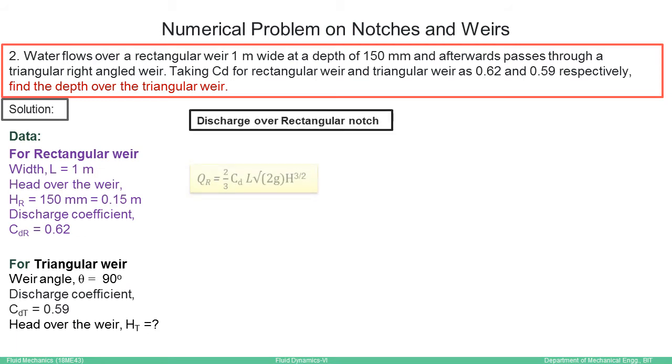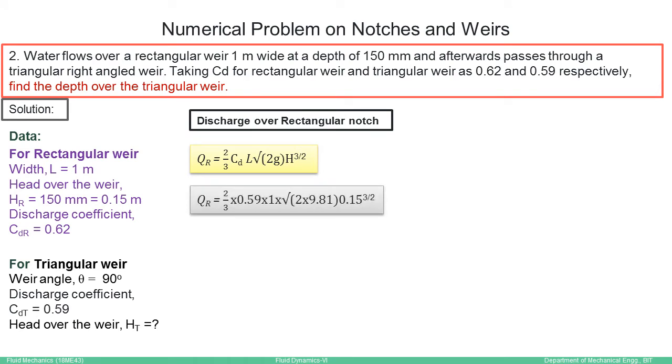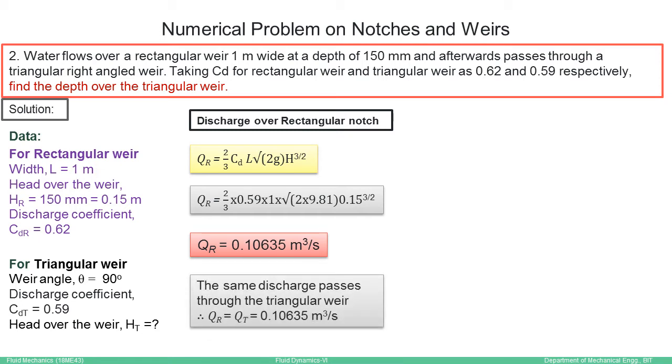First step, discharge over rectangular notch. All the values are known on the RHS. So we can find out QR, that is discharge over the rectangular notch, is 0.10635 meter cube per second. But we know that the same discharge passes through the triangular weir. So QR is equal to Q2 is equal to 0.10635 meter cube per second.